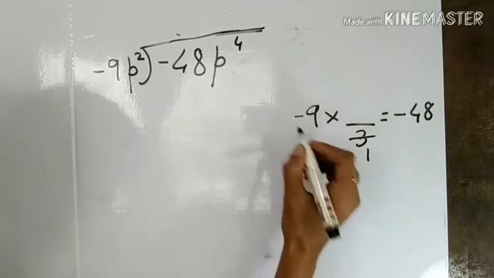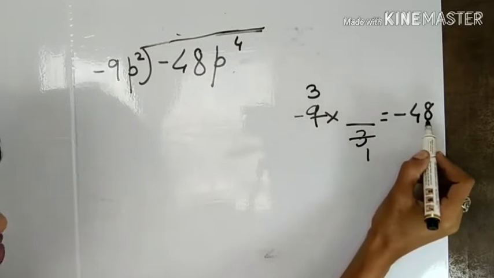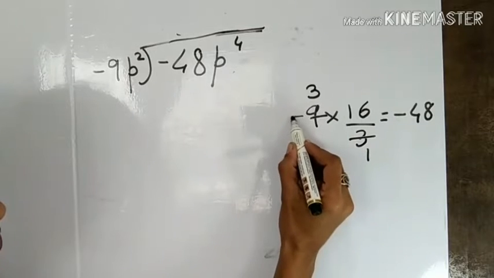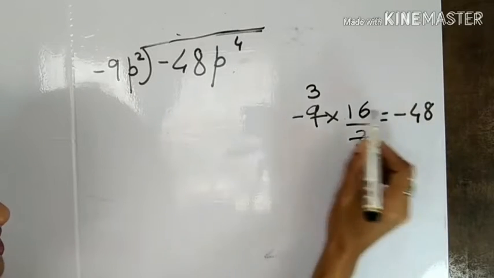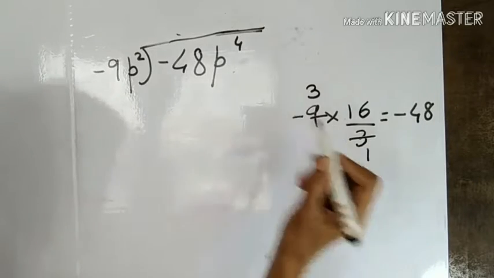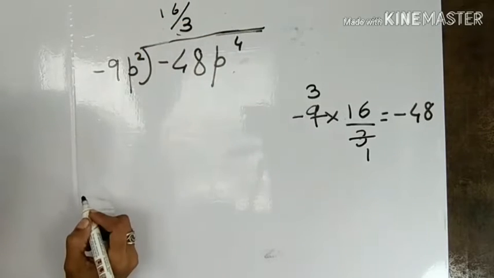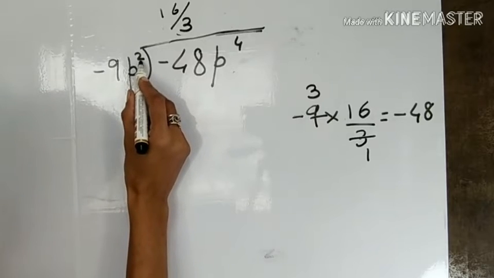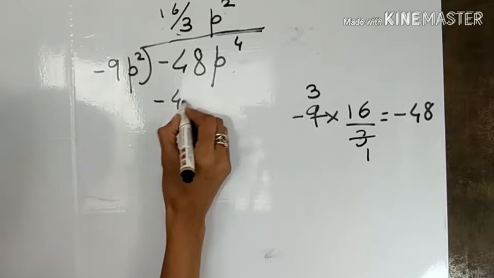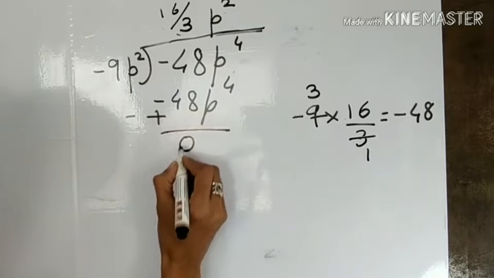That gives me, when I cancel, 3 ones and 3 threes are 9. With what should I multiply 3 so that I get 48? So you have here 16. Now minus into plus is minus and 16 threes is 48. So your answer is 16 upon 3. So you have plus 16 upon 3 and you already have p square. You need p raised to 4. So you multiply with p square. That gives me minus 48p raised to 4. Signs change. Your remainder is 0.